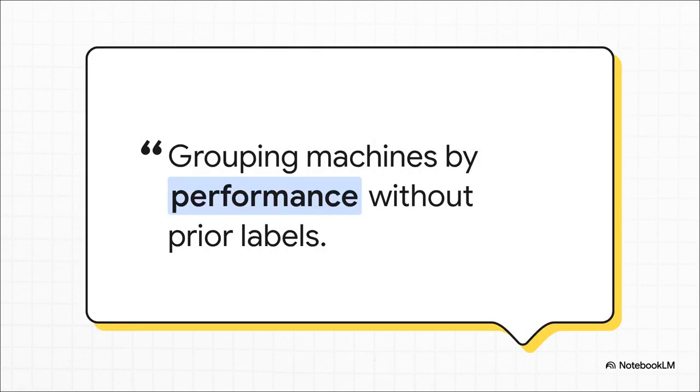A perfect example of this is, say, grouping a bunch of factory machines based on their performance data. You don't tell the algorithm which ones are good or bad. You just let it look at the data and find the natural clusters.